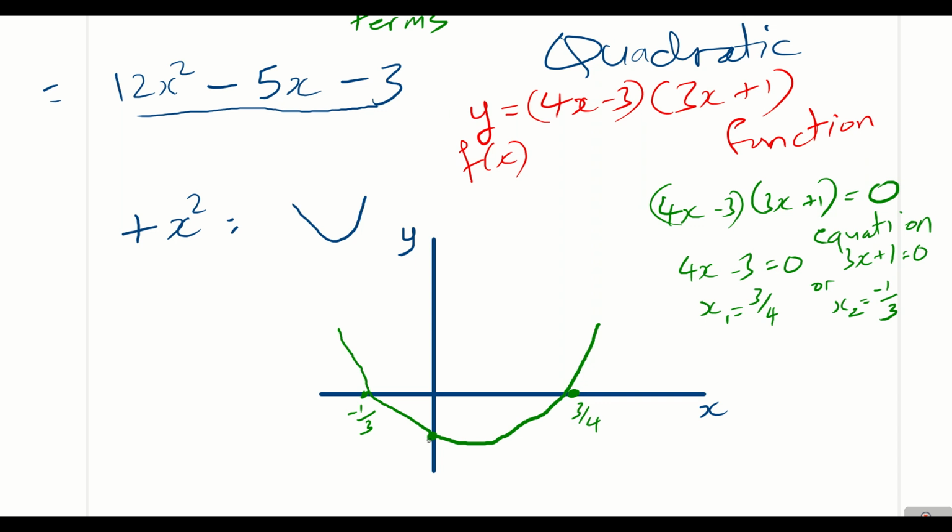So we can find that point by substituting x equals 0 into our expression. So we've got 12x squared minus 5x minus 3. If x equals 0, that's just going to be minus 3. And there we've got a sketch of the graph. The question doesn't ask us for that, but it is something which you will need to be able to do.